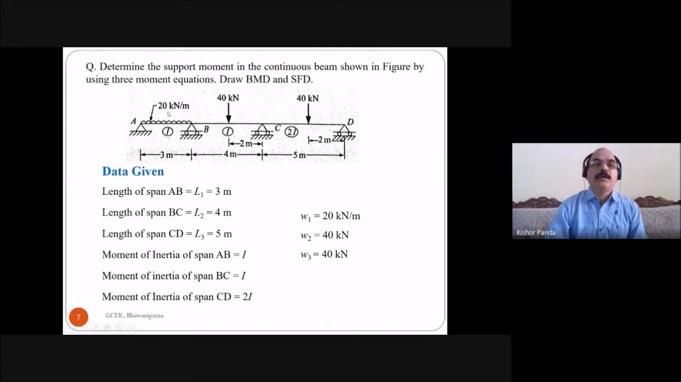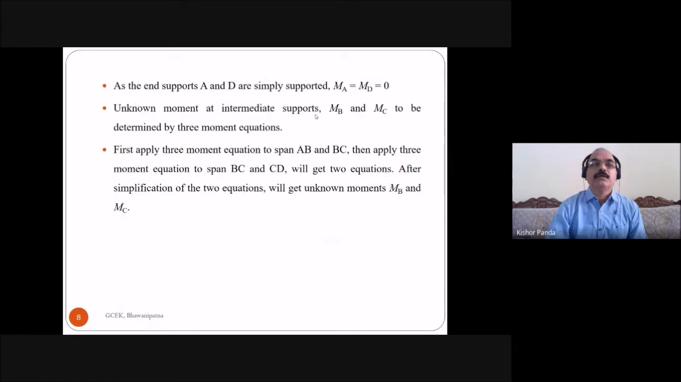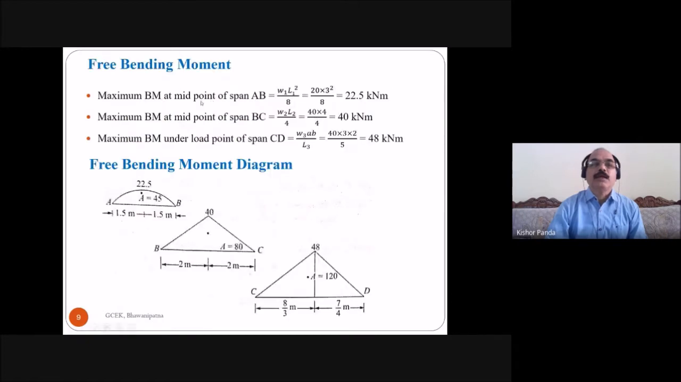For the UDL, the maximum free bending moment is WL squared by 8. For the central point load, it is WL by 4. For the eccentric load, it is W a b by L. So first find this. The maximum bending moment at the midpoint of span AB is W1 L1 squared by 8, 20 into 3 squared by 8, which is equal to 22.5 kilonewton meter.